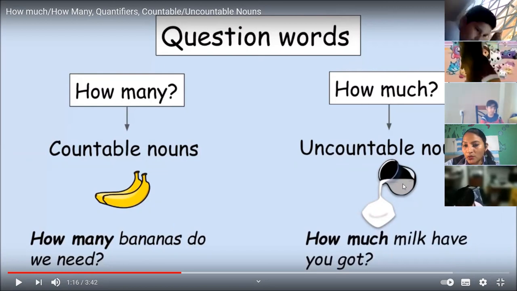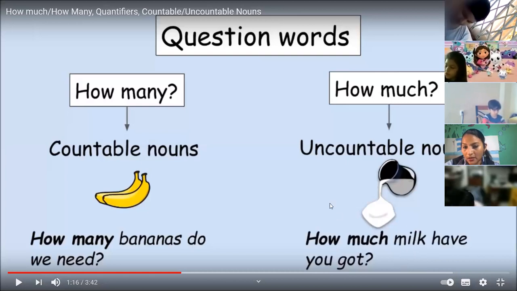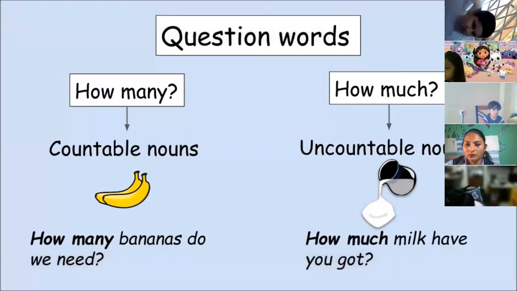How much is used with uncountable nouns, right? Uncountable noun means that it's something that you can't count, and especially the liquids that don't have containers, we have to use how much. In this case, we have how much milk have you got? Because milk is an uncountable noun, so we have to use how much. Sabemos que how much para los sustantivos incontables, por eso utilizamos en este caso how much milk have you got? We can't exactly count milk, so how much is the way to go.